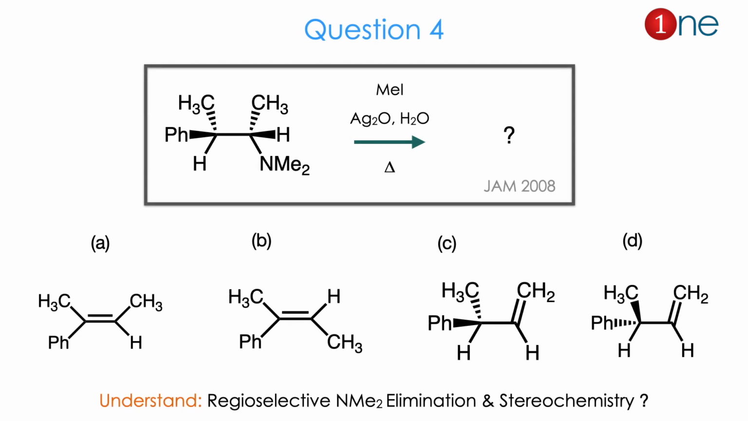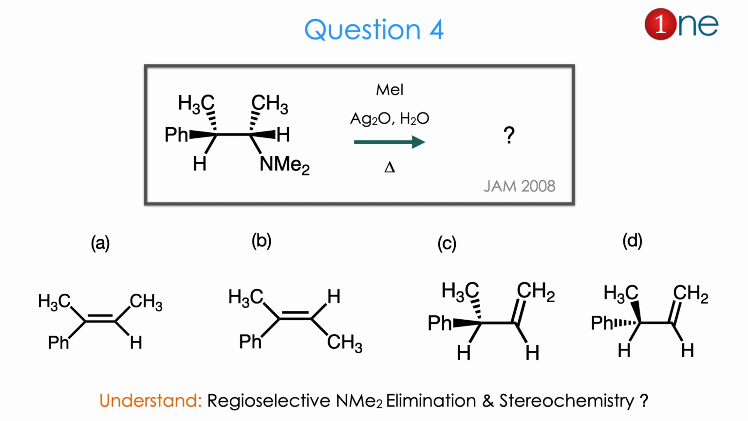Then question number 4. The starting material is a chiral compound. One side is attached with methyl, phenyl and hydrogen. The other side is attached with methyl, hydrogen and amine. Here methyl iodide, silver oxide, water and heat are provided. They ask you to find the product.